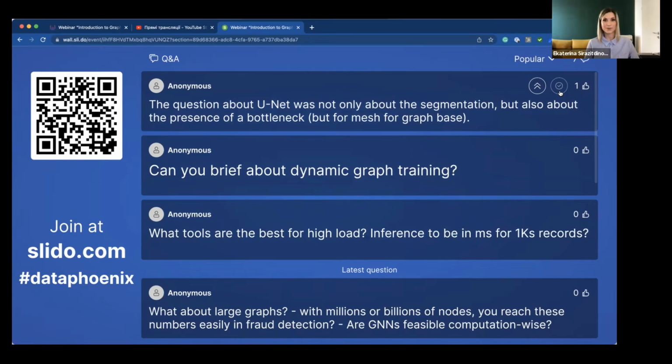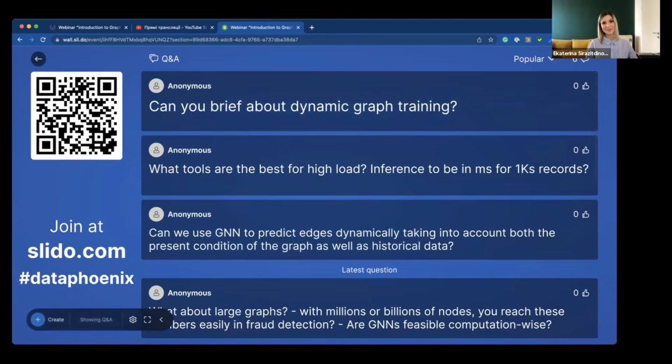The question about unit was not only about the segmentation, but also about the presence of a bottleneck, but for mesh for graph base. I mean, okay, I understand. Yeah, theoretically, it should be possible. I'm not aware of any architectures like that, but maybe possible. Maybe you're the first person who would experiment with that. I don't know. Can you brief about dynamic graph training? Here I must say I'm not an expert. That's why I cannot comment on that.